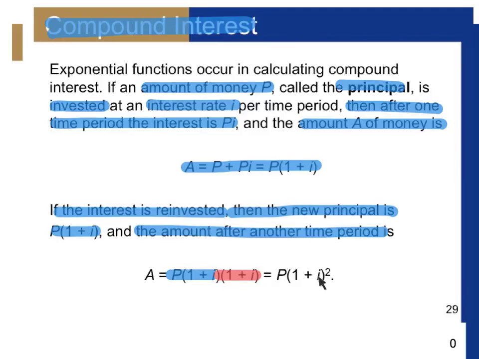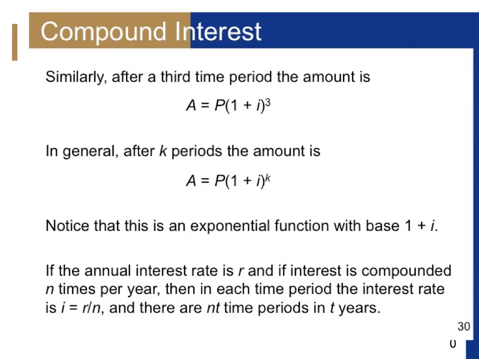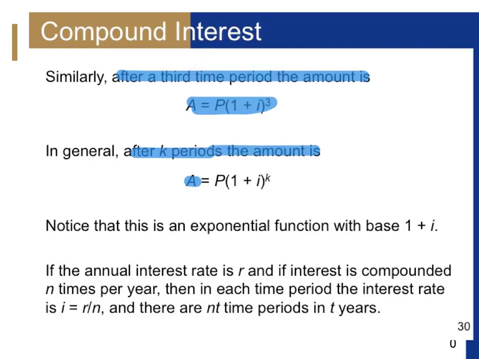So after 2 years, the amount in the account is P times 1 plus I squared. Do you see the pattern there? After 1 year, it's P times 1 plus I to the 1. After a third time period, the amount is P times 1 plus I to the third. So after K periods, or K years, the amount is P times 1 plus I to the K. Well, this is an exponential function with base 1 plus I.